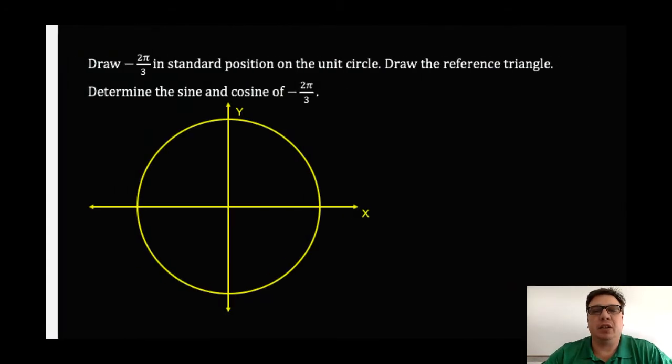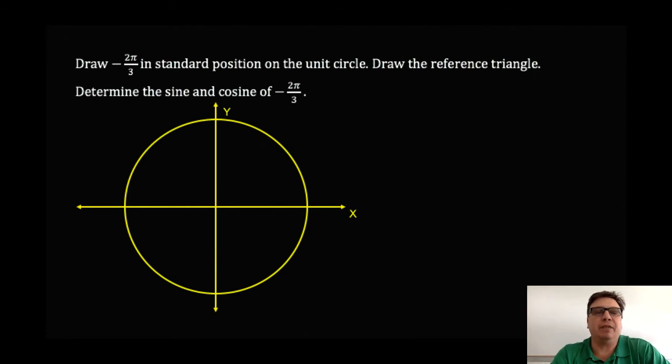All right, so let's take another example. In this case, we're going to draw negative 2 pi over 3 in standard position, and then draw the reference triangle, and then determine the sine and the cosine. So in this case, here's our initial side, but we're now going negative. So we've got to go to negative 2 pi over 3.